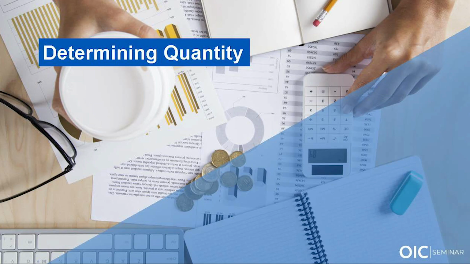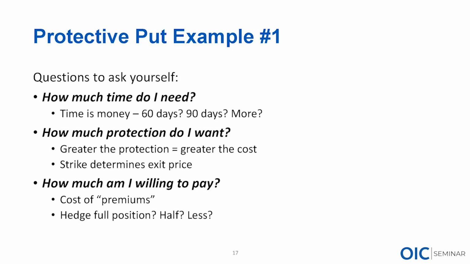I'm going to move into a few more examples that focus on quantity and how many options you're going to buy with a few different examples. And the first one we're going to start with is going to be consistent with all three of these questions, which is how much time do I need? When you're buying insurance, how long do I want the policy to exist? How long do I want it to last? How much protection do I want? In other words, what's the deductible that I'm willing to take before protection kicks in? And then what's the cost?